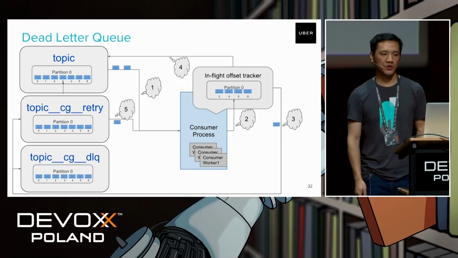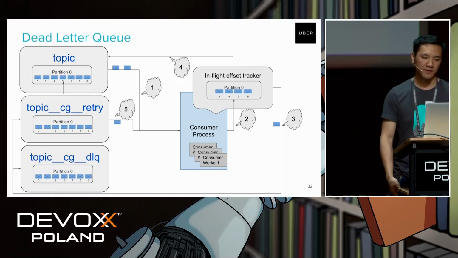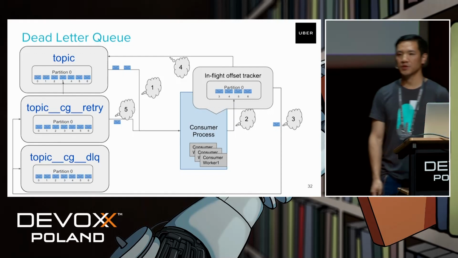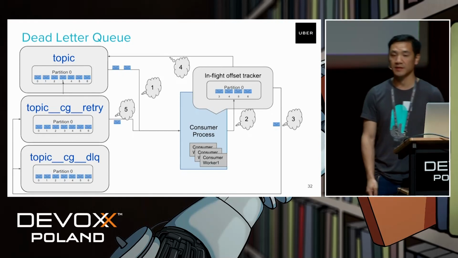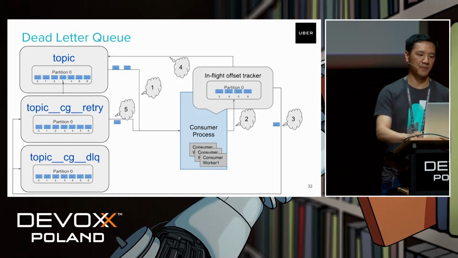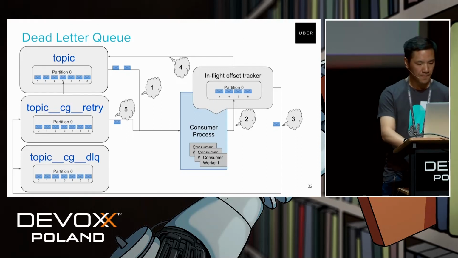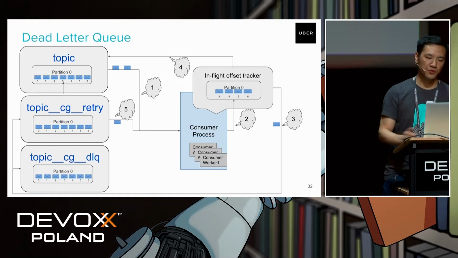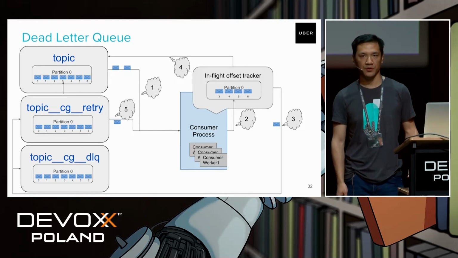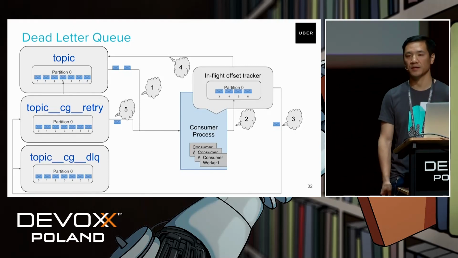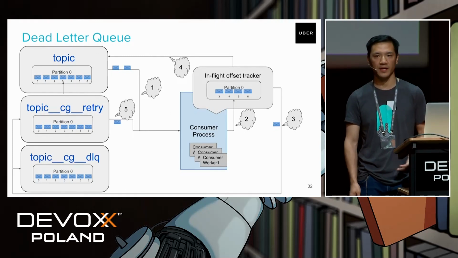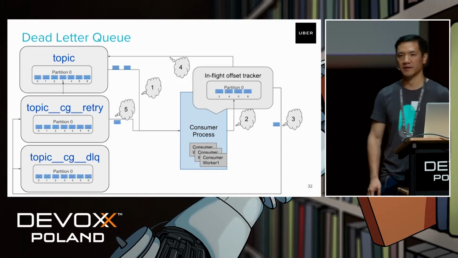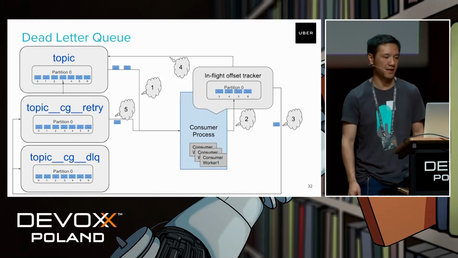After a message reaches the max retry count, the message will be redelivered to another separate topic, which is the dead letter queue topic, which has a similar naming convention. The message will be put in this special topic so people can do inspection. We have tooling for users to inspect what's there, and they can check whether it's a message that they want to reprocess, or a bad message that they just want to discard.